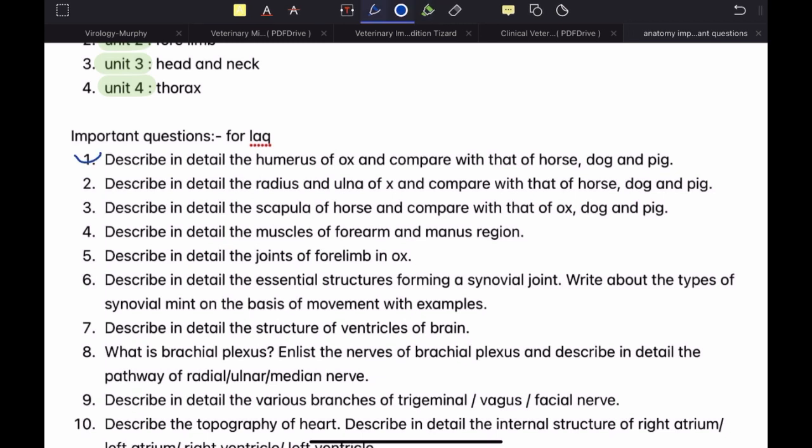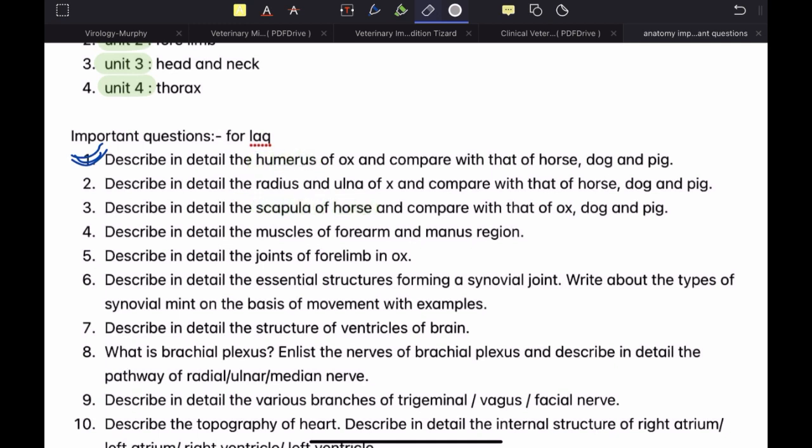Very important question. So 3 ticks means extremely important. You should prioritize it first. Humerus, very important bone. Now one thing to note here is that I've written of ox. Just look at this third question. Describe in detail the scapula of horse. So in the exam they can ask you describe in detail the humerus of horse and compare with that of ox, dog, and pig. Okay, they can change the species, but it shouldn't affect you if you are prepared well enough.